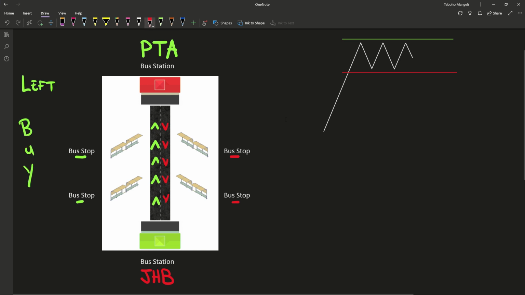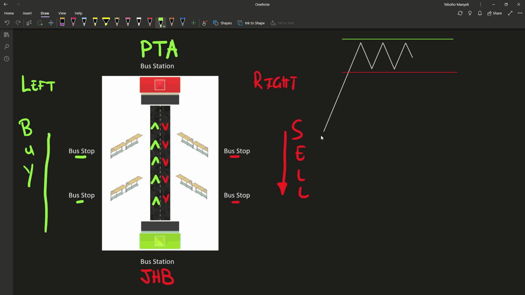Everything on the right side, this is selling. Selling is all about going from Pretoria to Joburg, wherever you catch the bus. Whether you catch it in Pretoria or along the route doesn't matter. And anything from Joburg to Pretoria is moving upwards.